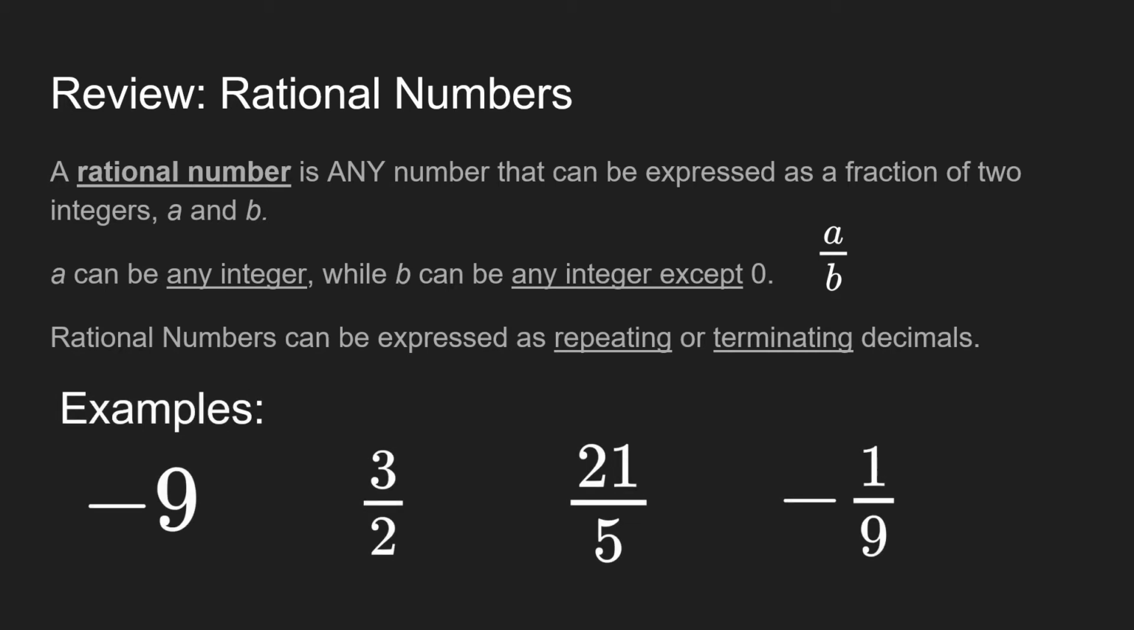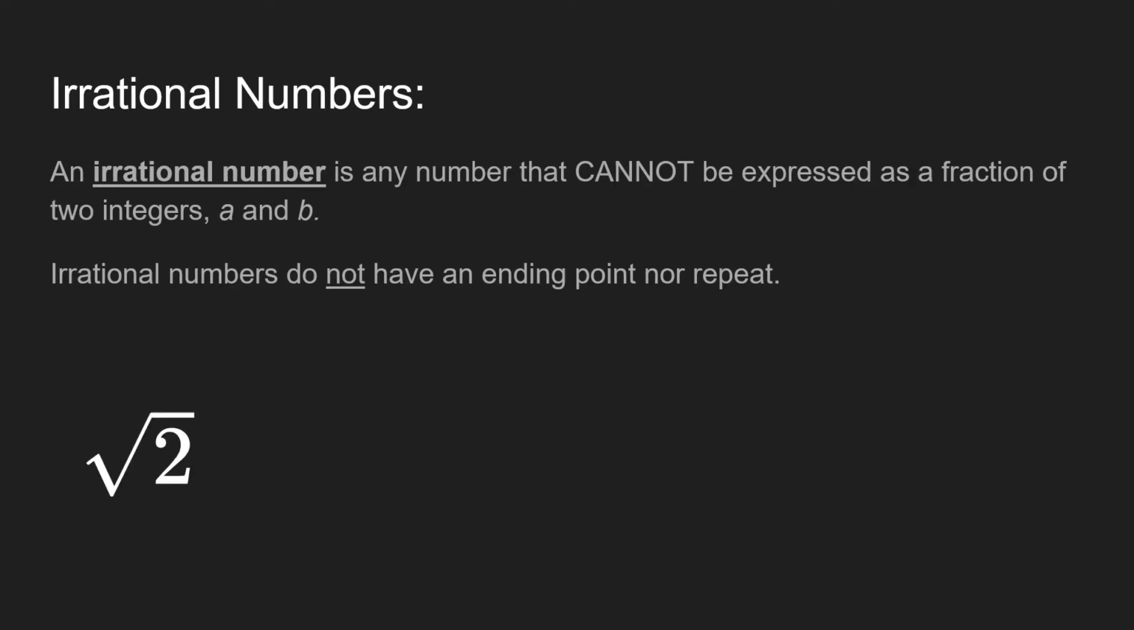Some examples of rational numbers are -9, which can be expressed as the fraction -9/1, 3/2, which is equal to 1.5, 21/5, which is equal to 4.2, and then -1/9, which is equal to -0.1 repeated. Now let's talk about irrational numbers.